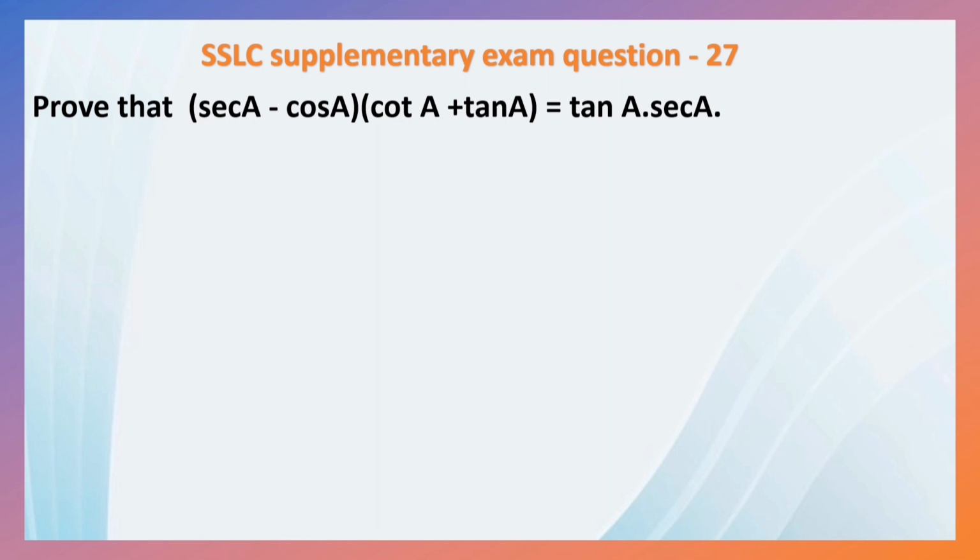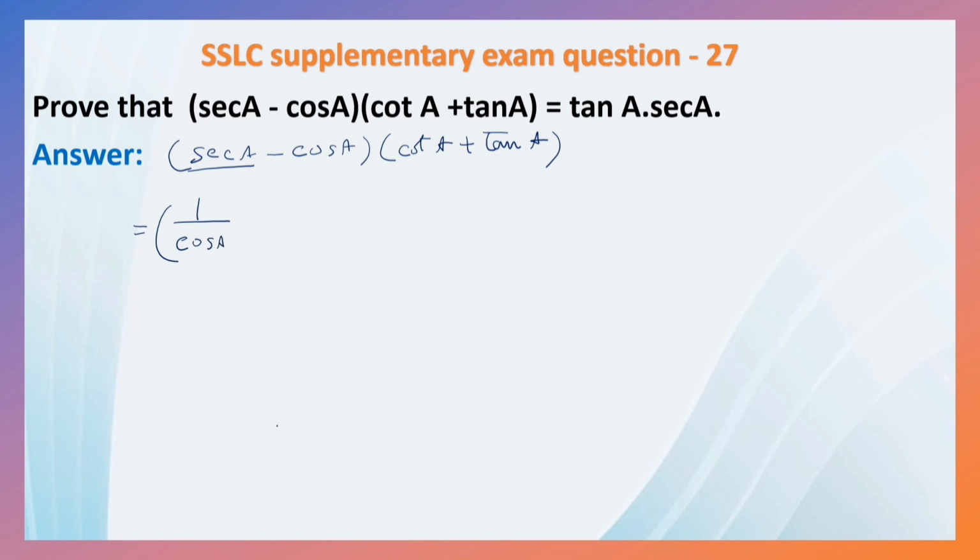Prove that secant A minus cos A into cot A plus tan A is equal to tan A into secant A. Now let us take LHS. Secant A minus cos A into cot A plus tan A. Now let us convert all the ratios into sine and cos ratios. Secant A is equal to 1 by cos A, minus cos A. Cot A is cos A by sin A.